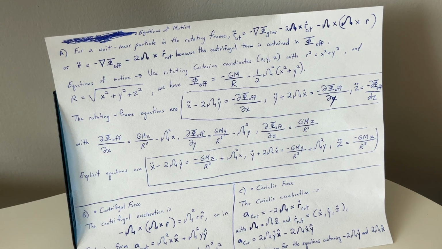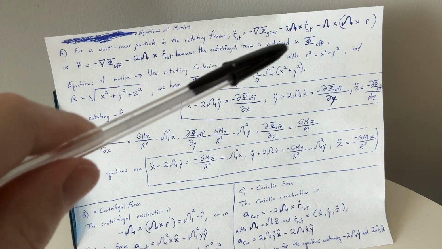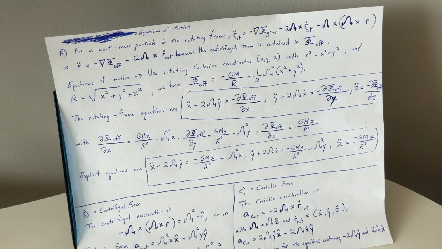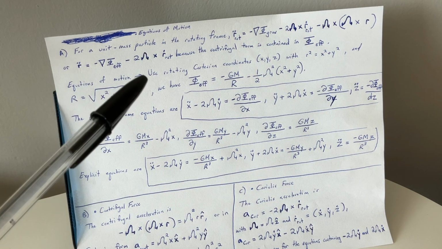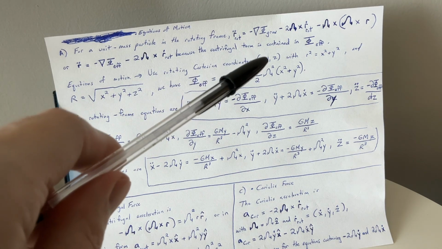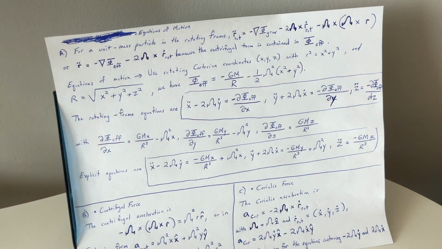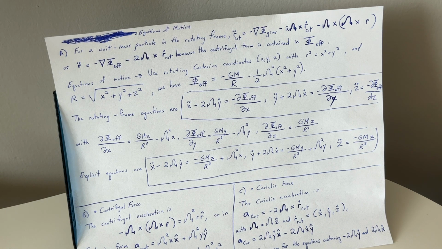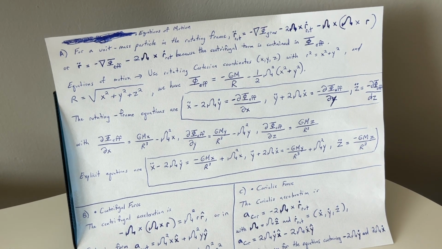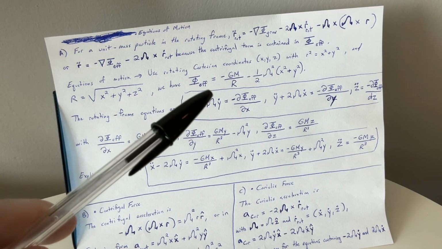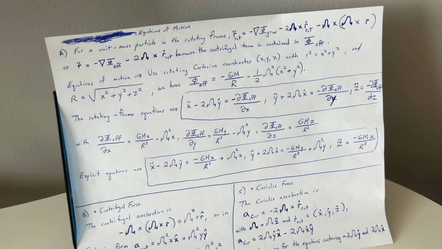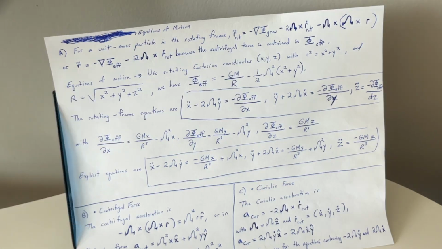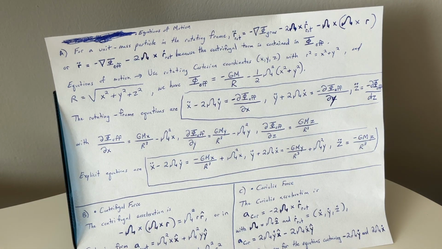Okay, and because we have these, the centrifugal term is contained in phi sub EFF. So for our equations of motion, we're going to use rotating Cartesian coordinates x, y, z, with r squared as x squared plus y squared, and capital R equals the square root of x squared plus y squared plus z squared. So we're going to have phi sub EFF equals negative GM over capital R minus 1/2 omega squared times the quantity x squared plus y squared.